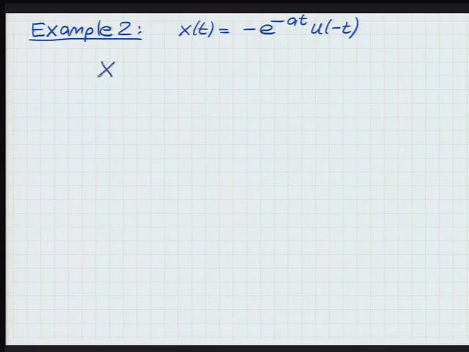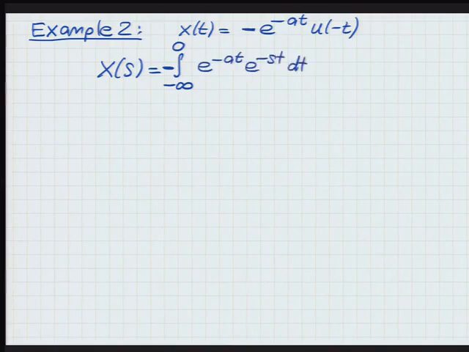So we have to take this integral from negative infinity to positive infinity, but it will stop at 0. And the reason is u of negative t is a left-sided step. At time equal to 0, it ends. So no need to integrate any further. And then I'm going to get a negative sign because this is negative. And I'm going to have e to the negative at, e to the negative st, dt, right?